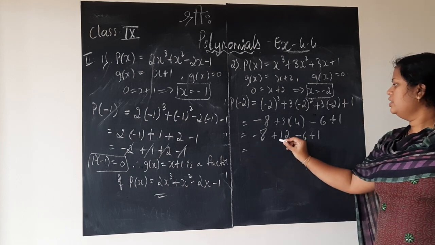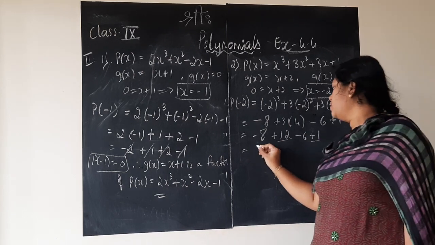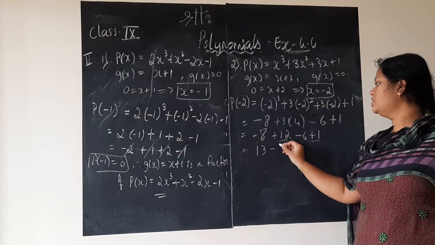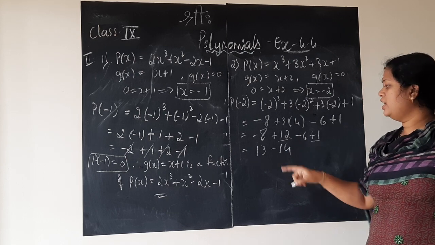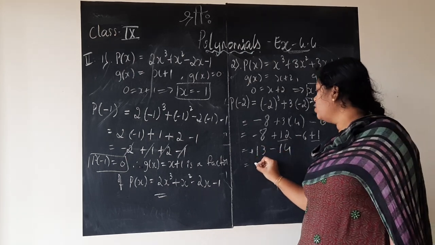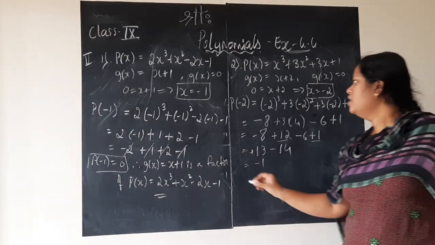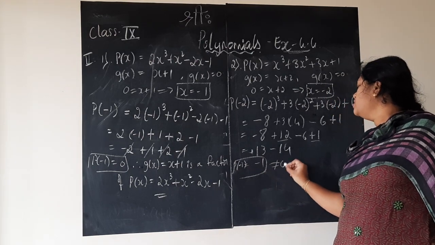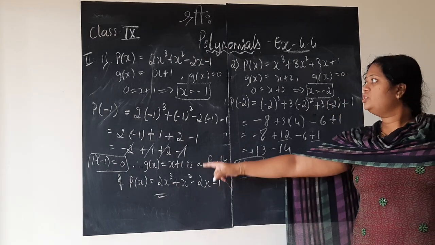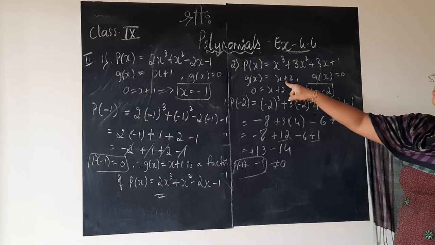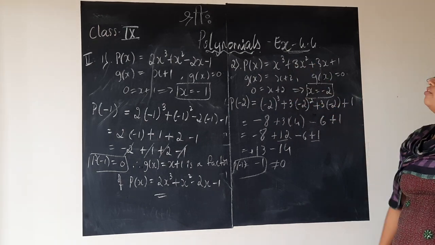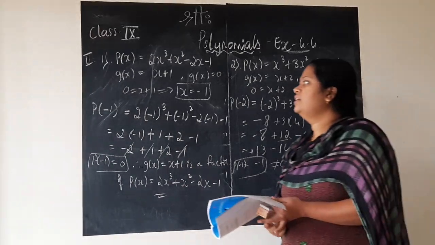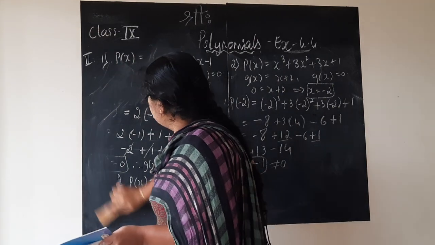So if you group all the numbers with plus sign on one side, 12 plus 1, you will get 13, whereas minus 8 minus 6 is minus 14. Minus 14 plus 13, it is minus 1. So we got P of minus 2 to be equal to minus 1, which is not equal to 0. Therefore, G of x equal to x plus 2 is not a factor of P of x, which is x cube plus 3x square plus 3x plus 1. That's all. You should write that sentence. I will move on to the third problem.